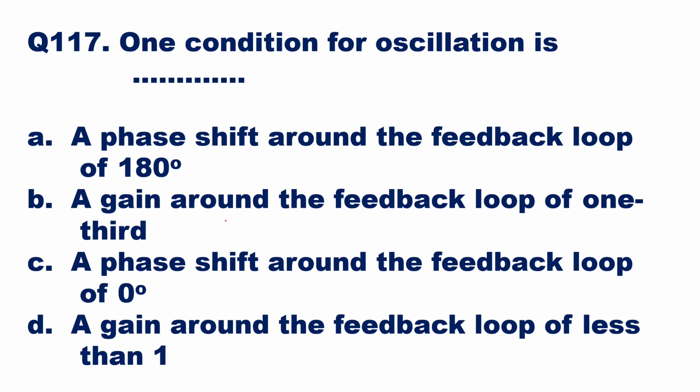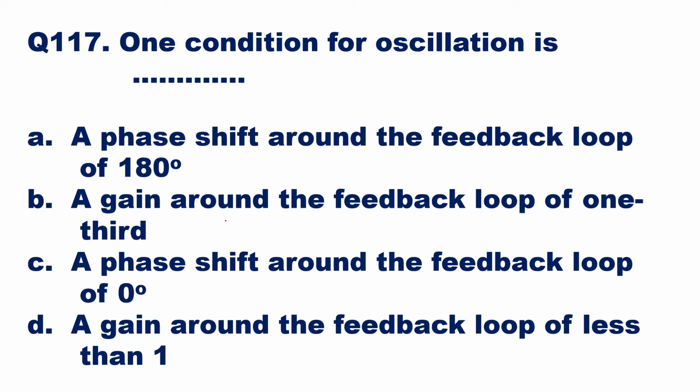A condition for oscillation is. Now this we are referring to the Barkhausen criteria. Here if you see the options, A: a phase shift around the feedback loop of 180 degrees, which is false. B: a gain around the feedback loop of 1/3, which is false. C: a phase shift around the feedback loop of 0 degrees, this is true. And D: a gain around the feedback loop of less than 1.